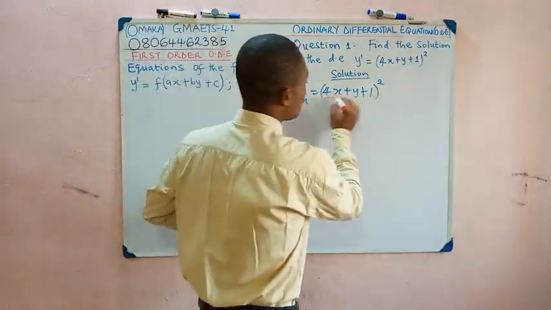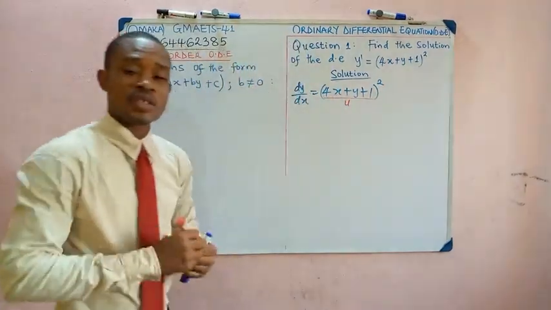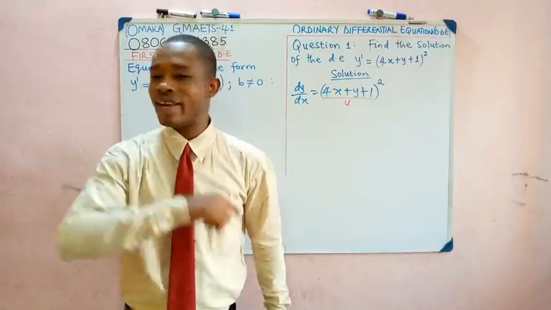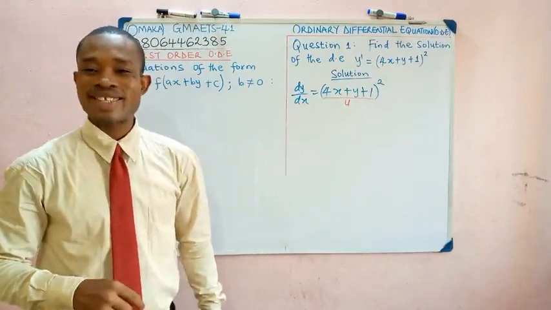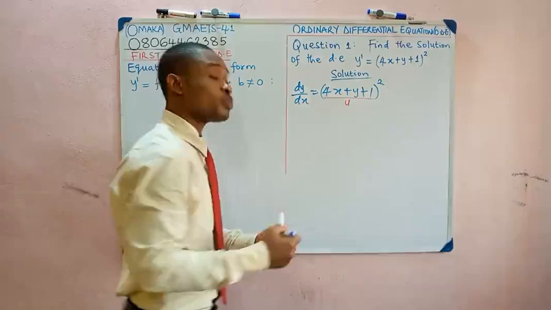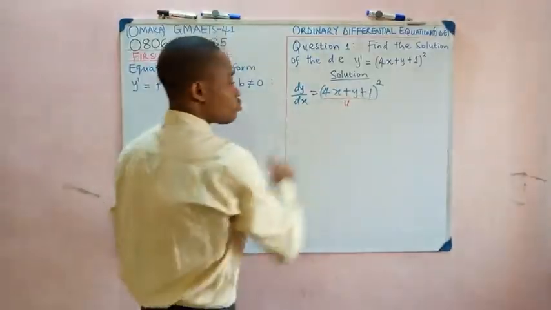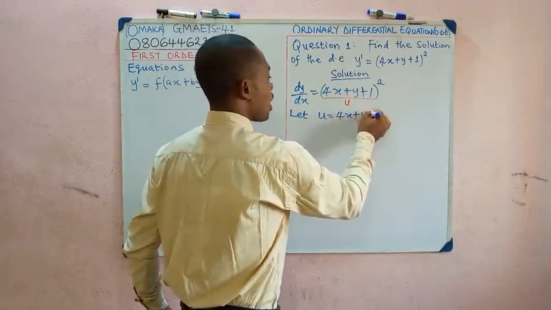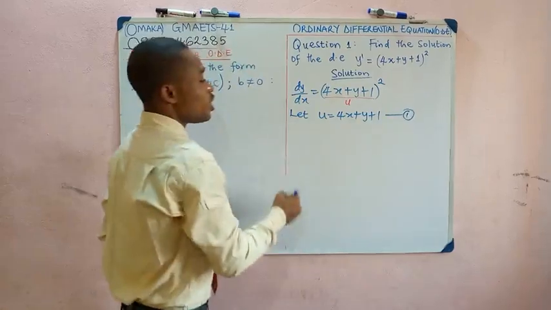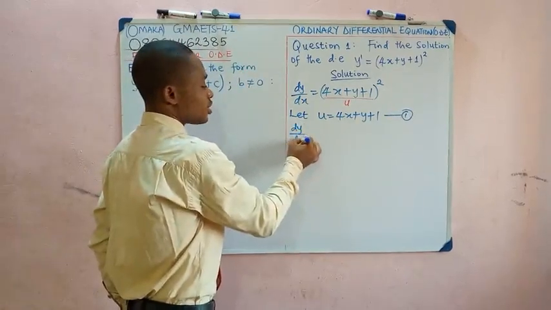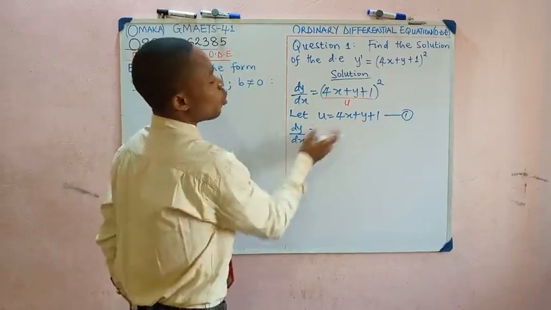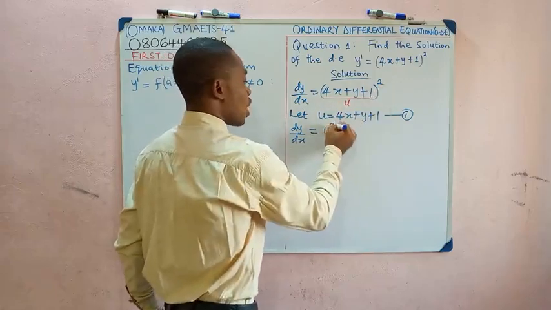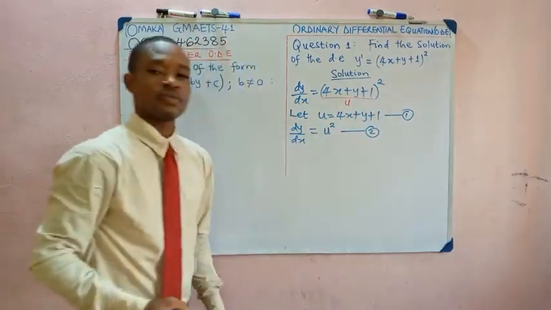So we're going to call this whole term u. And you know that to solve a problem like this, you reduce it to separable variable form using the transformation u equal to ax plus by plus c, where in this case ax plus by plus c is the term in brackets here. So we shall say let u be equal to 4x plus y plus 1. Call this equation 1. If we do that, dy dx will be equal to the whole term in brackets, which is u now, squared. We call this equation 2.